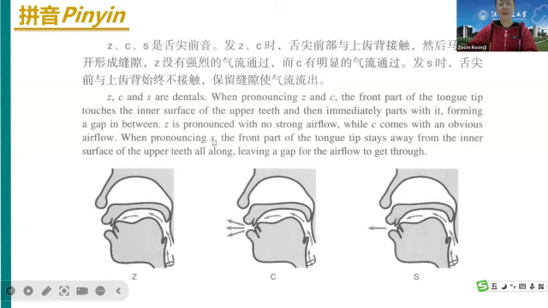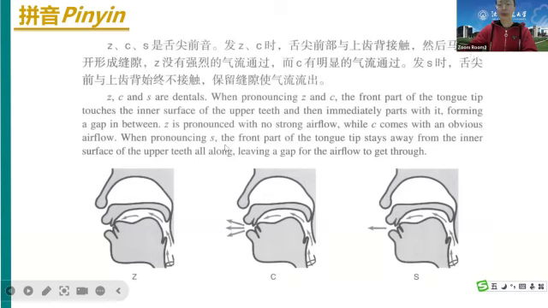When pronouncing s, the last one, the front part of the tongue tip stays away from the inner surface of the upper teeth all along, leaving a gap for the airflow to get through. Z, the first one. Second one, c, a strong airflow out of our mouths. And the last one, s.